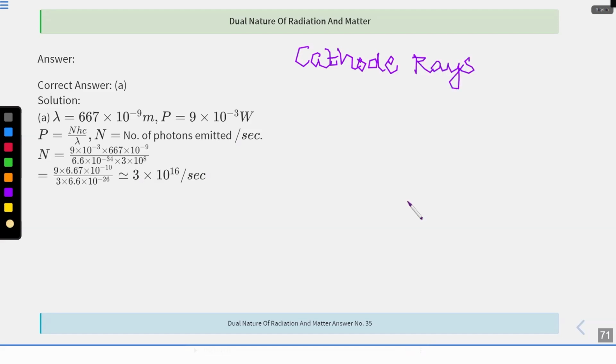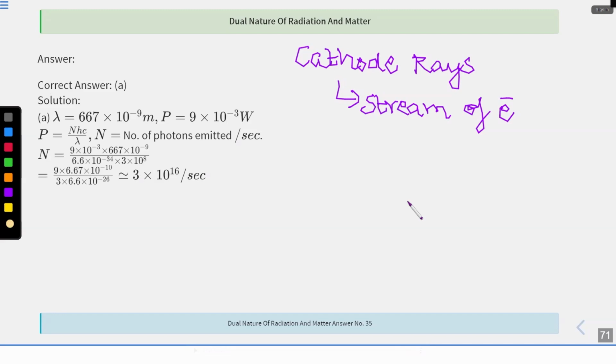Okay, so a cathode ray is a stream of rapidly moving electrons. It's nothing but a stream of rapidly moving electrons, right? They can be generated at low pressures, less than 0.001 mm of a mercury column. So let's talk about the properties of cathode rays.